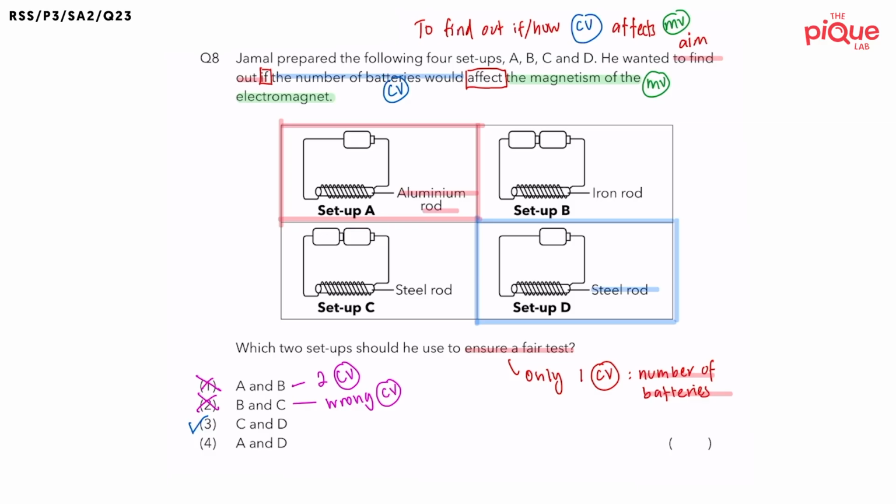Hence, are we able to select option 4 as our answer? No, because once again, this is the wrong change variable. And I'm going to put a cross beside option 4. Thus, the correct answer for this question is option number 3.